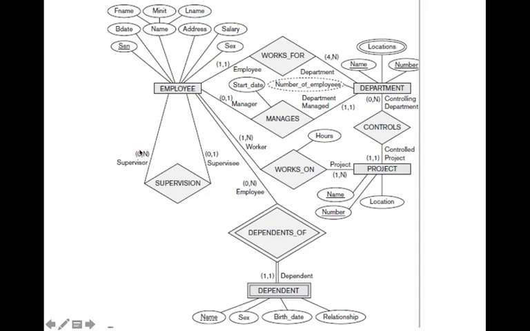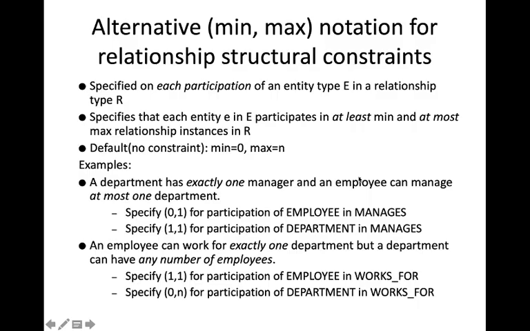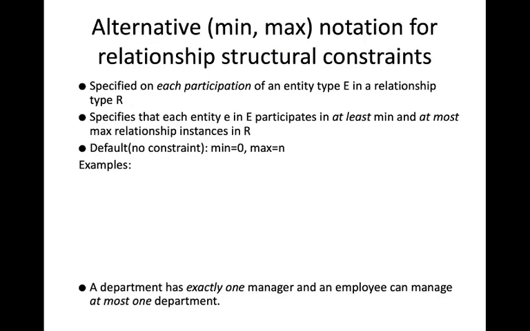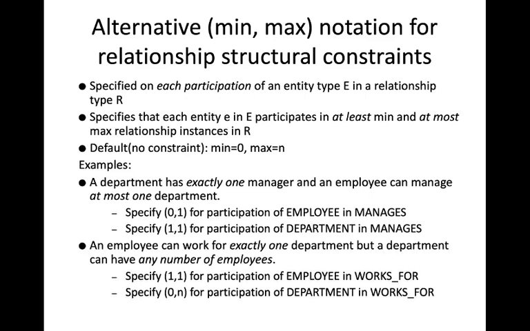An employee can have 0 supervisor or n number of supervisors. Here a supervisee can have 0 supervisor or one supervisor, at most one supervisor. So this way we can use this alternative min-max notation also. You can either use this notation or you can use this notation. Whichever is convenient for you, you can use either way. Both are the same.